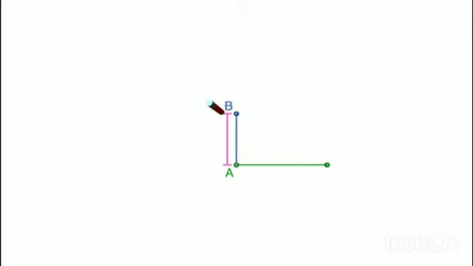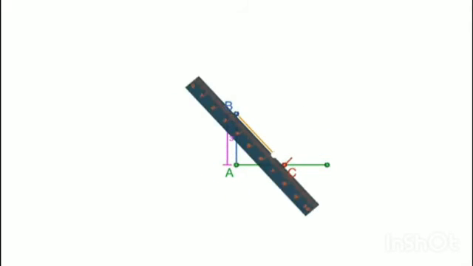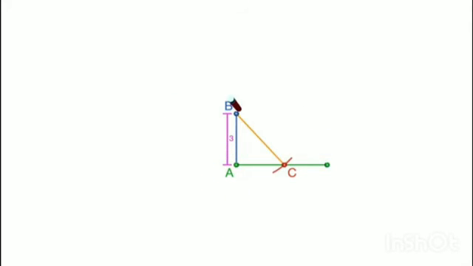Now take 4 centimeters in the compass and draw an arc from B. Mark the point of intersection of this arc with the first line. Let it be C. Join BC. BC is 4 centimeters. Since BC is 4 centimeters and AB is 3 centimeters, AC equals root 7 centimeters.